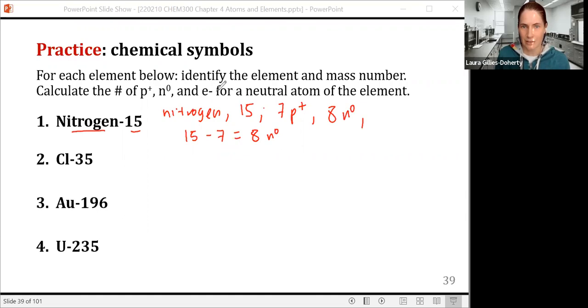And then last one, the number of electrons. And we have a big hint here. It says for a neutral atom of that element. So for a neutral atom, all the positive charge from the protons plus all the negative charges from the electrons add up to 0. So for a neutral atom, the number of protons and the number of electrons is equal. So we would have 7 electrons because we have 7 protons. These match, or neutral.